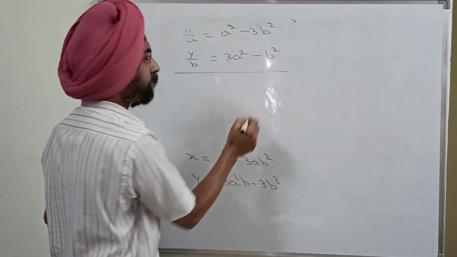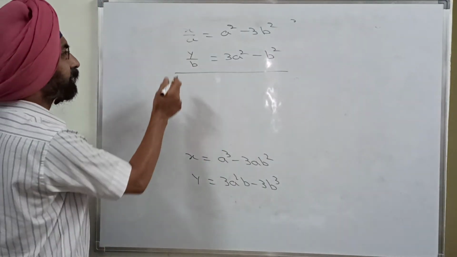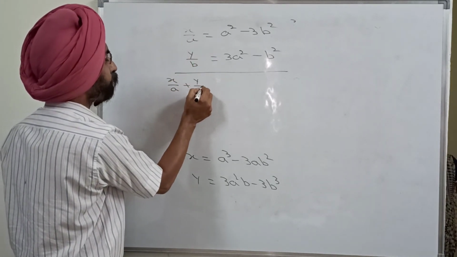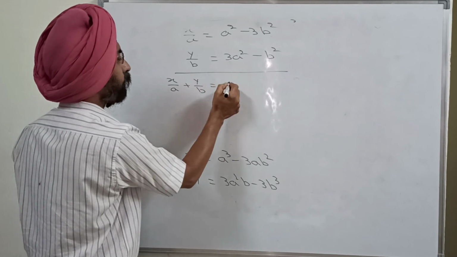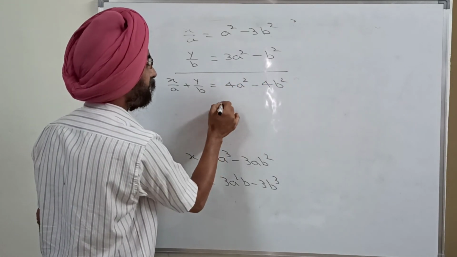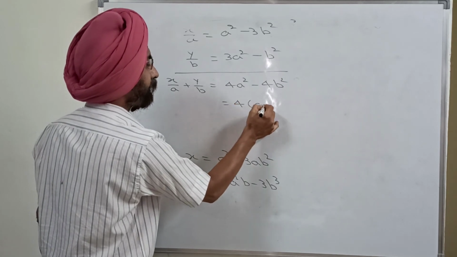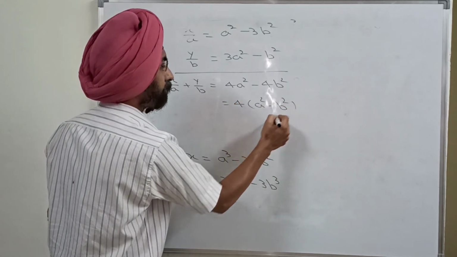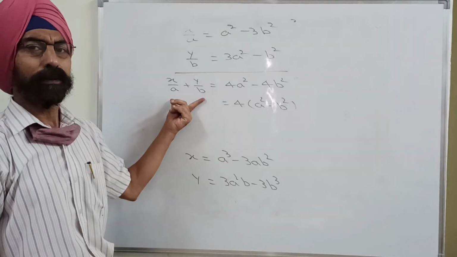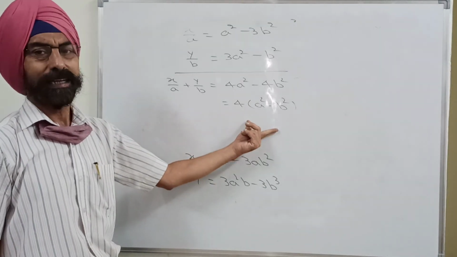And now simply add these two equations so that x upon a plus y upon b is equal to 4a square minus 4b square, that means 4 times a square minus b square. So this way we have expressed x upon a plus y upon b in terms of a and b.